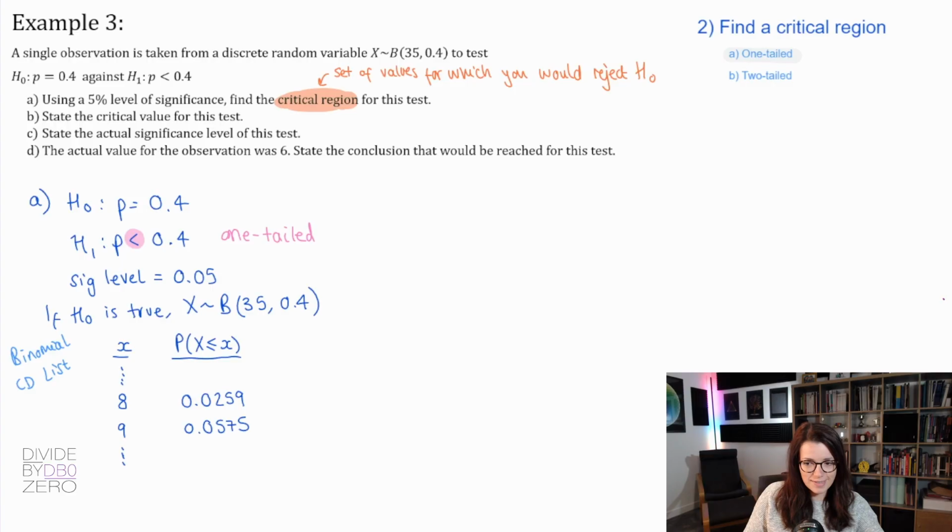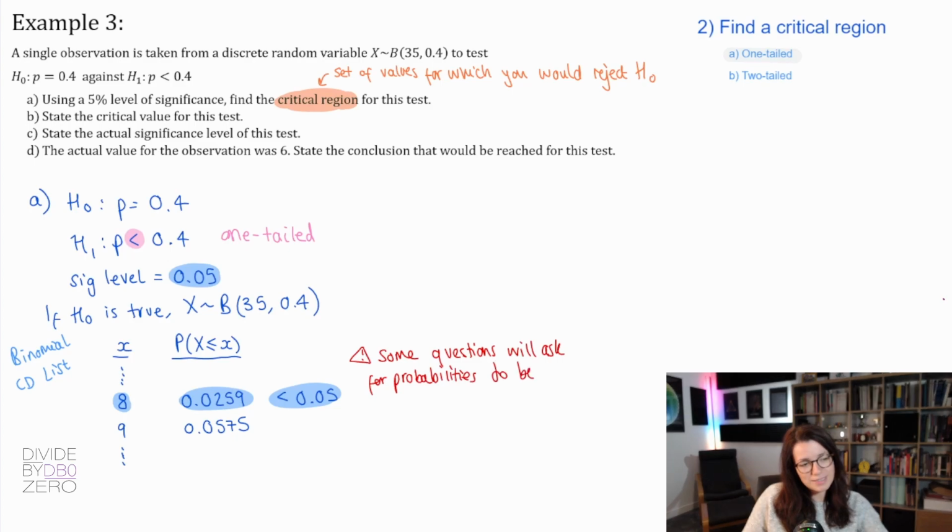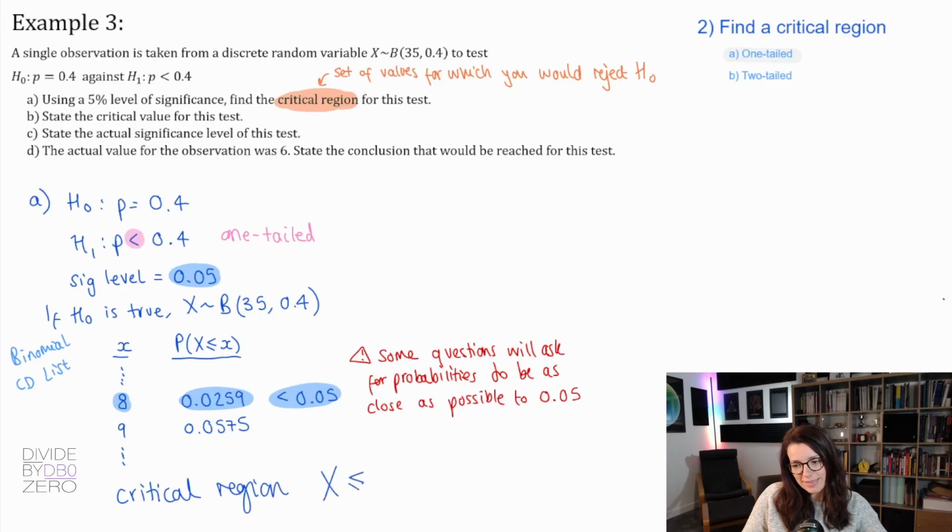So these 2 are interesting because this is where the probability flicks from being below and above the significance level of 0.05. So when x is 8, the probability is 0.0259. This is less than 0.05, so this is the one we're interested in. You're looking for the last probability down the list that is less than 0.05. But do be careful because some questions will ask for probabilities to be as close as possible to 0.05 instead. But in this case, we're going to go for the one that is less than 0.05. This means we can now write our answer down. So the critical region is going to be X is less than or equal to 8. Because any x values less than or equal to 8 will have a probability less than 0.05.